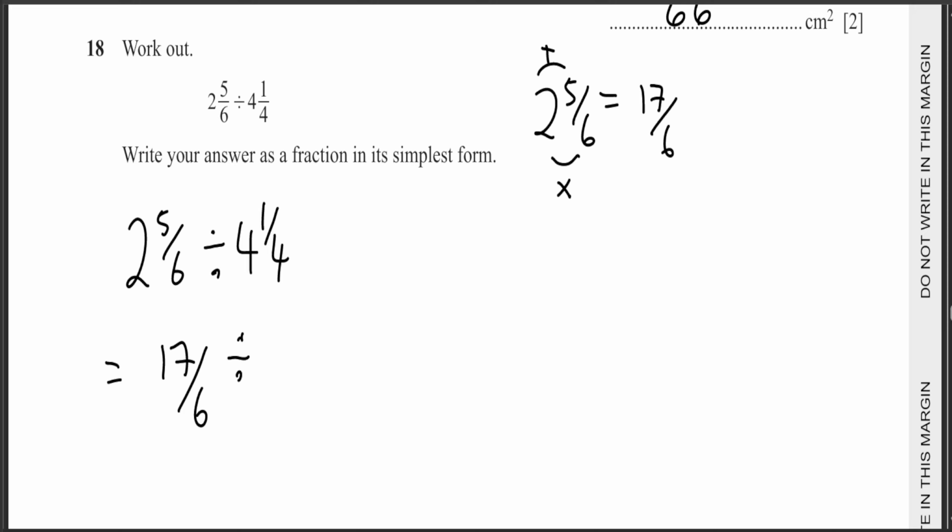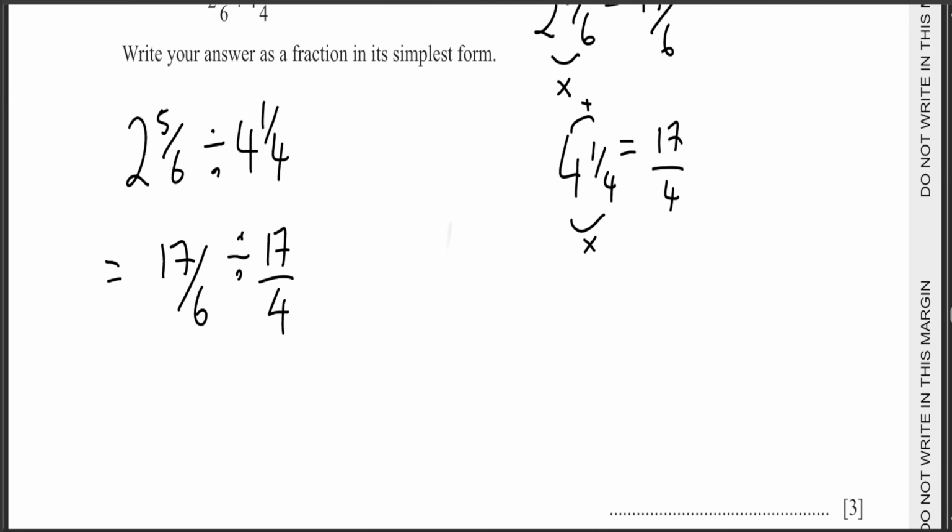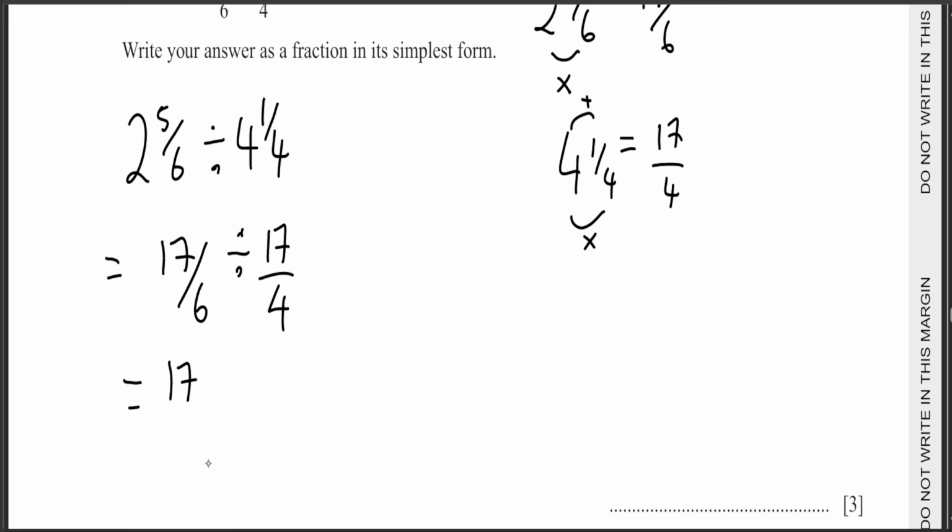Divide by, now 4 1/4 can be written as 4 times 4 plus 1. So 4 times 4, then add 1. So it's going to be 16 plus 1, which is 17 over 4. 17 over 6 divided by 17 over 4. Now division changes to multiplication. So you're going to get 17 over 6 times the reciprocal of 17 over 4, which is 4 over 17.